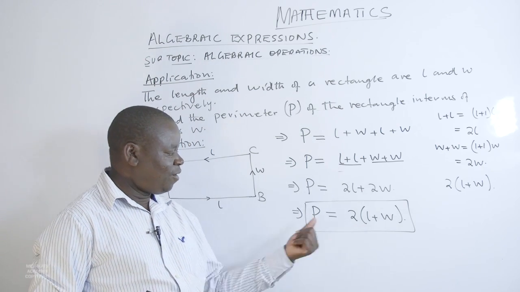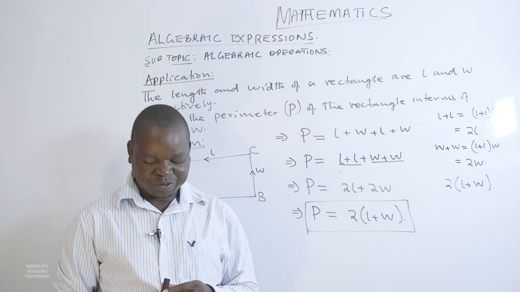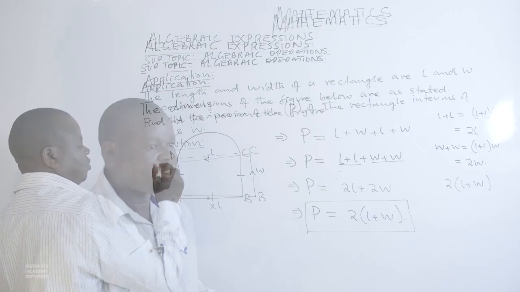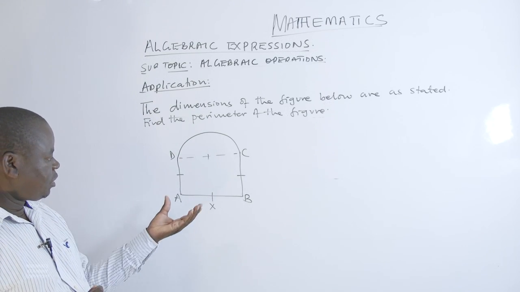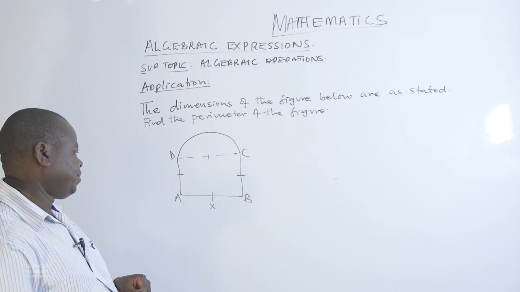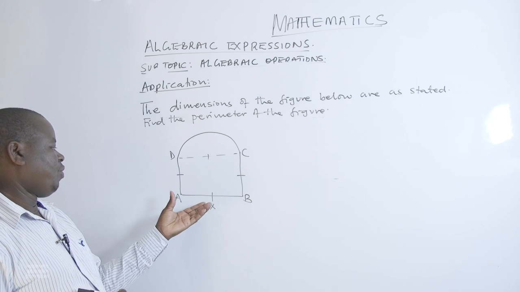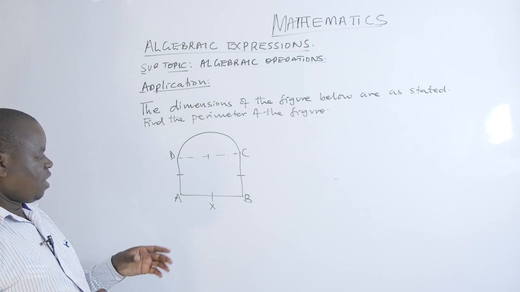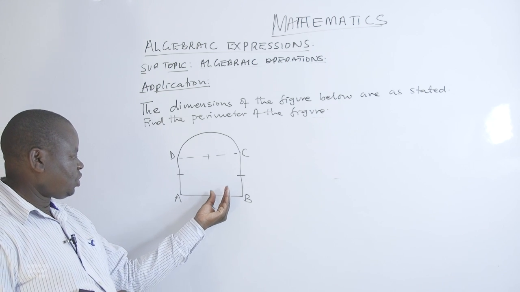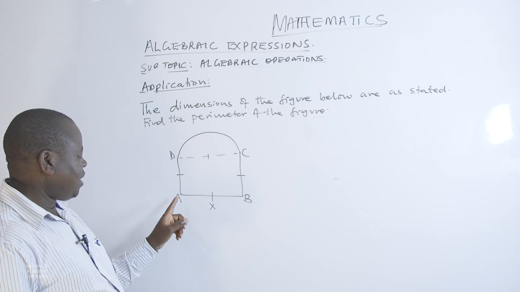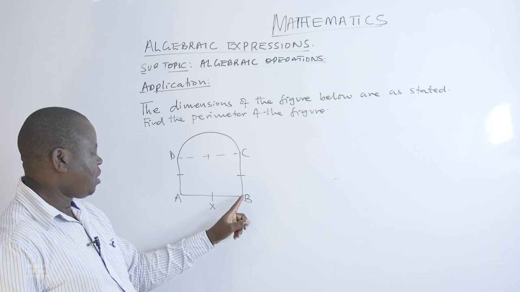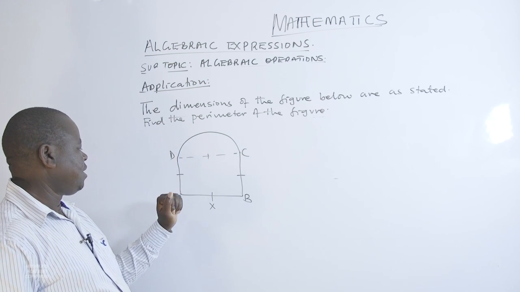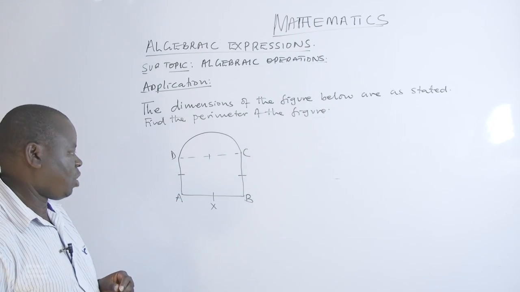That is now an application of the algebraic expressions we have been learning and their simplification. Let's look at another example. So we have this figure here, of which we have been asked to find its perimeter. Now, these mathematical operation signs mean that AB, BC, CD, and DA are equal.